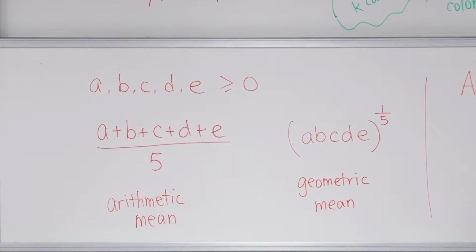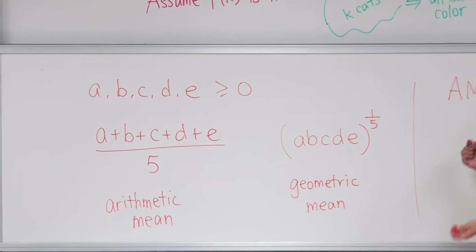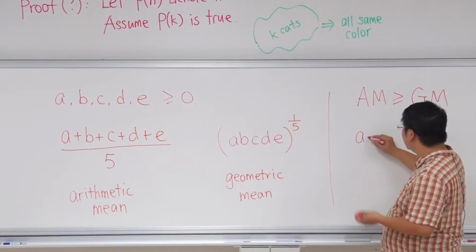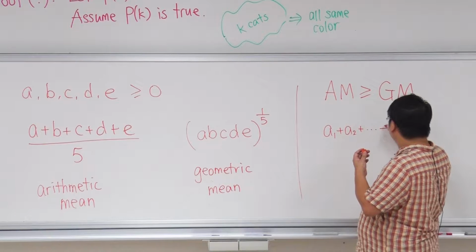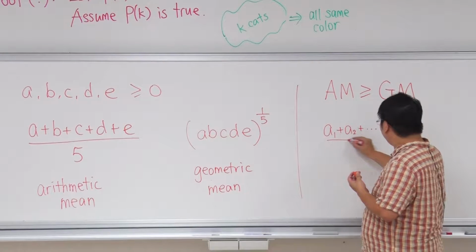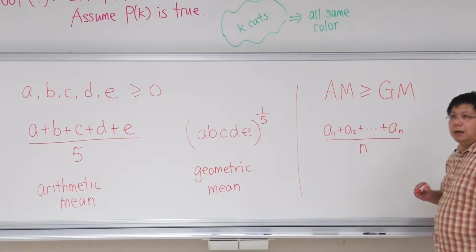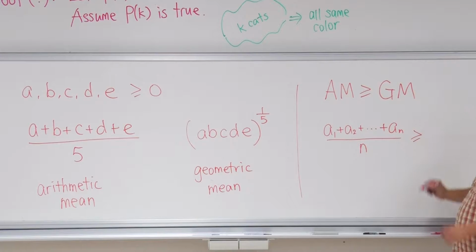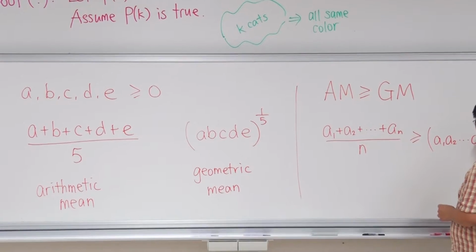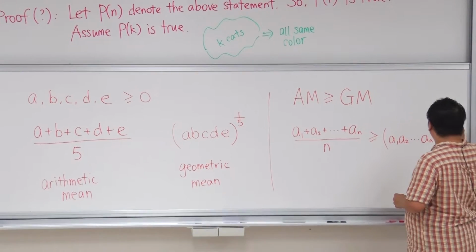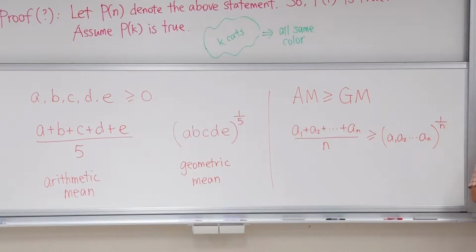AM is always greater than or equal to GM. So what in general are we saying? We are saying that (a1 + a2 + ... + an) divided by n is always greater than or equal to the product a1 times a2 ... times an, but you take the 1 over nth root. This is always true.